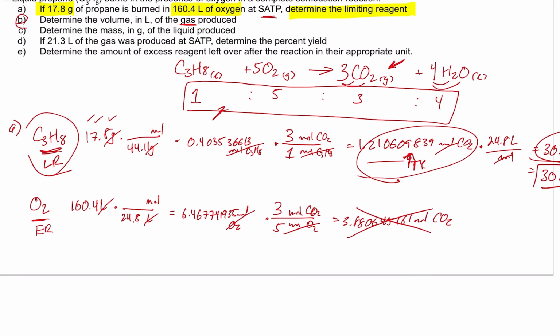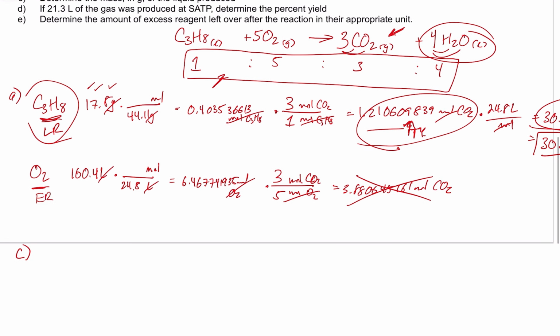It says determine the mass of the liquid produced. So normally we would choose a product to compare, and we did that with CO2, but now we're being asked to find how much of the other product was made. Now this is very simple. So remember that the limiting reagent controls everything. It controls how much of each product is made. So we're going to start there.